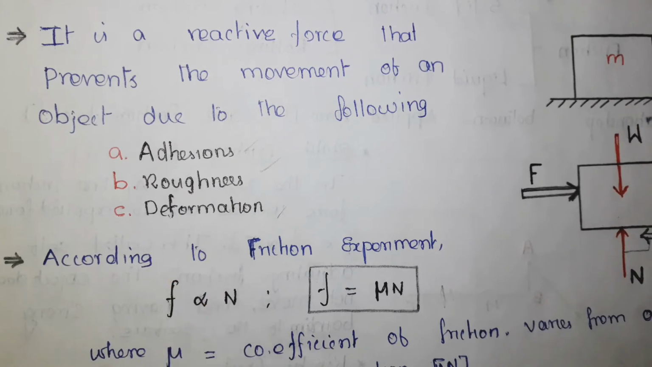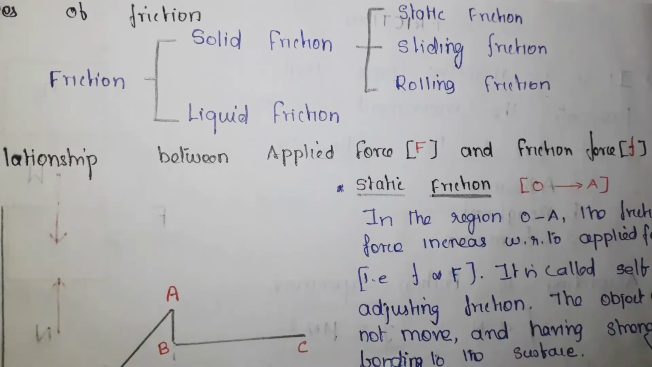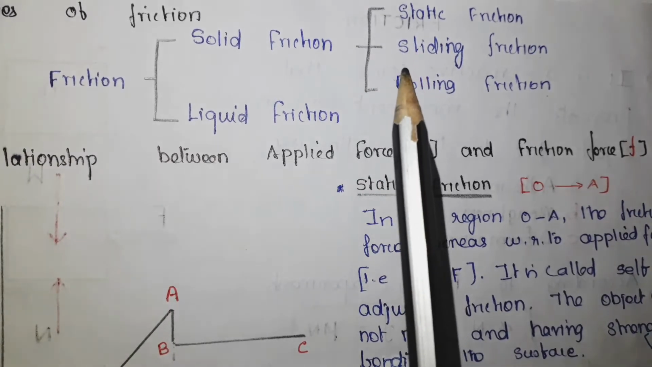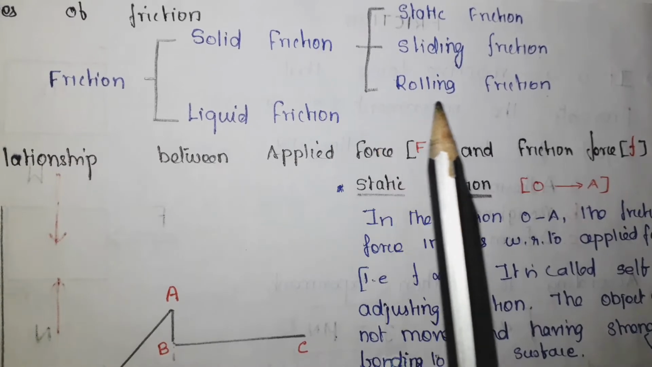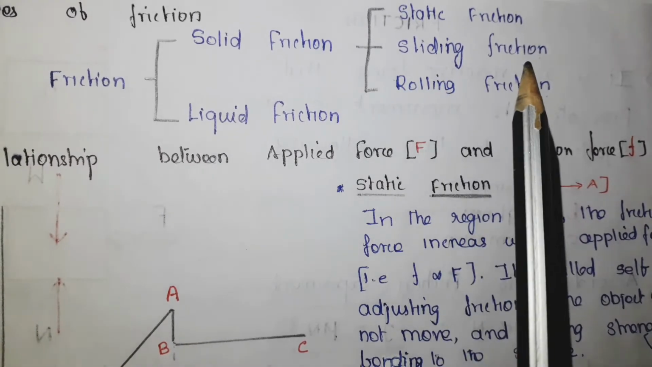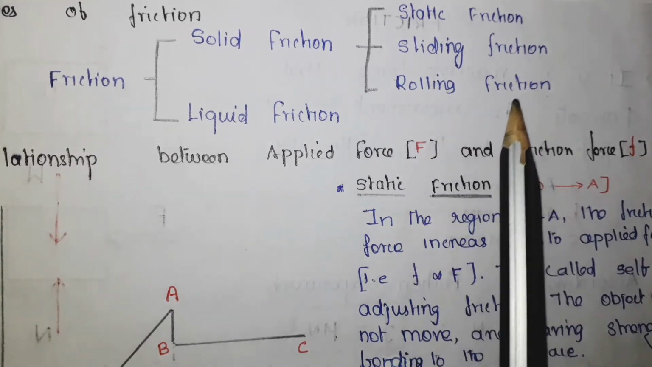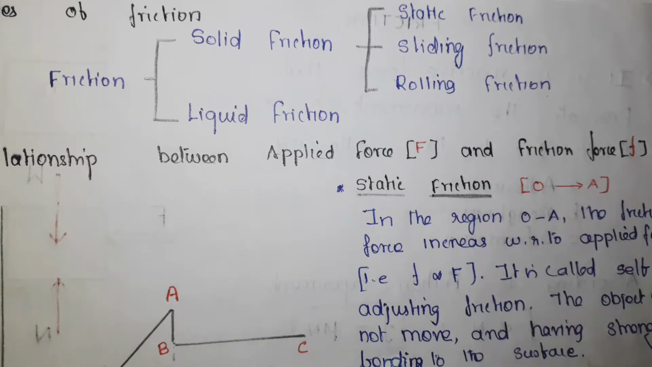The deformation occurs when any hard material is placed over a soft material. Okay, and this reason leads to the rolling friction between two surfaces. Moreover, this is the third type of friction. The first type is static friction, the second one is sliding friction, and the third one is rolling friction. Deformation plays a major role in rolling friction.